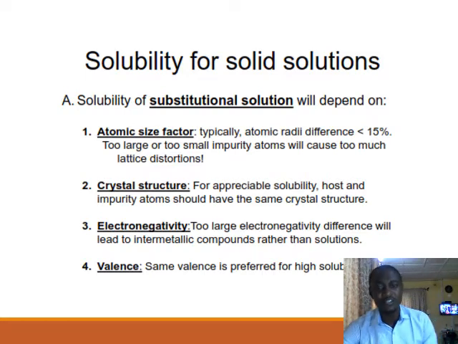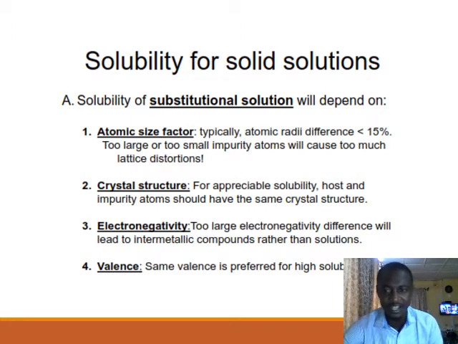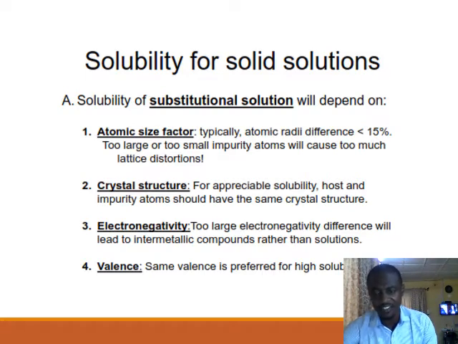Secondly, the crystal structure. For you to be able to make a substitutional solid solution, the host atom and the impurity atom should have a similar crystal structure. They should be of the same crystal structure. What I mean here is that if the host atom is FCC, a face-centered cubic structure, then the impurity too should be a face-centered cubic structure. So they must have the same crystal structure.